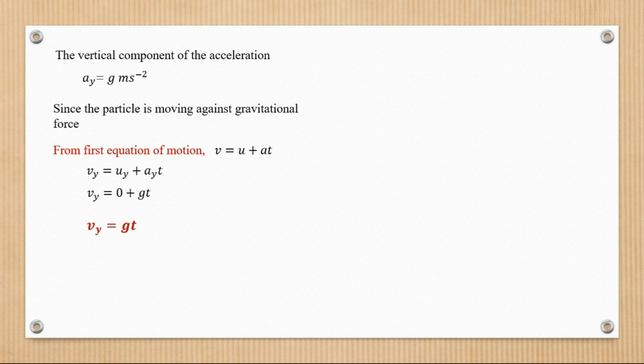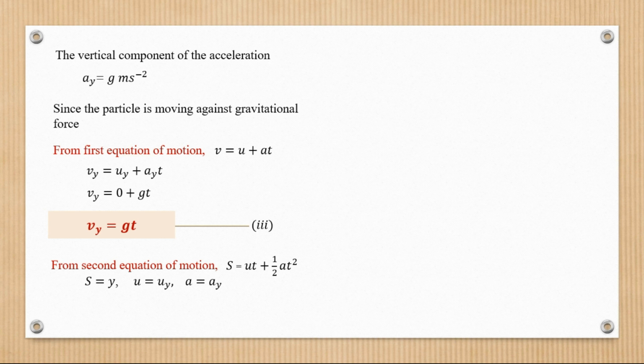So now we shall end up having Vy equal to gt, and that's going to be our equation 3. And then from the second equation of motion, we remember that s is equal to ut plus a half at squared. We're going to substitute in those values. Then we shall have y being equal to u sin θ t plus a half gt squared.